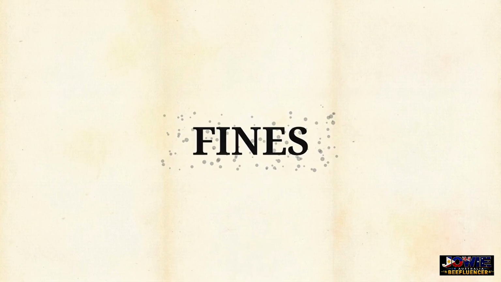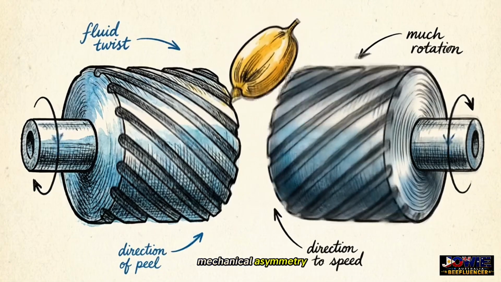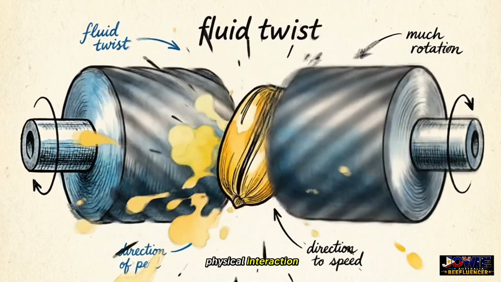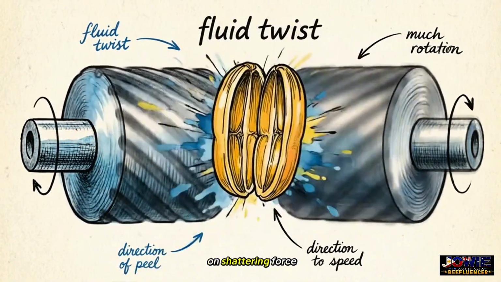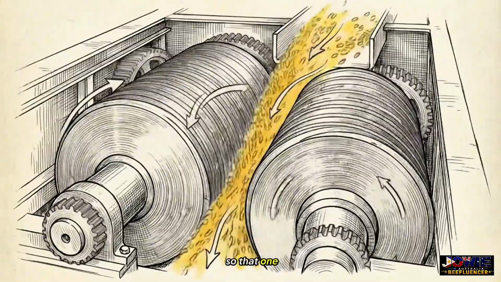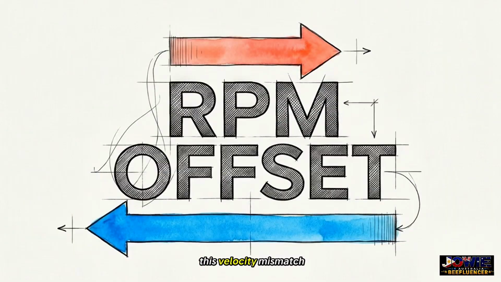or fines. Professional roller mills avoid this outcome by engineering the two rolls to spin at different velocities. Introducing this deliberate mechanical asymmetry allows the machine to open the kernel through a specific physical interaction, rather than relying on shattering force. Within the mill housing, the two rolls are geared so that one surface always moves at a higher velocity than its counterpart. This velocity mismatch is known as differential speed.